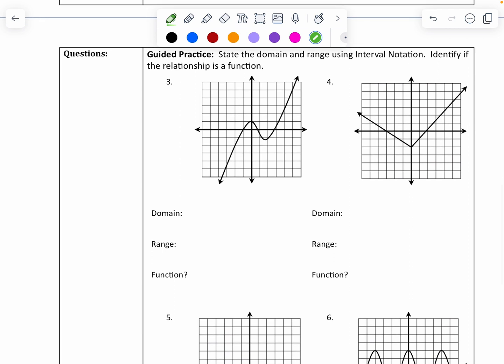Number 3, this is a function. It passes the vertical line test. My domain, I'm going left forever and right forever. So negative infinity, positive infinity. And because I'm going down forever and up forever, negative and positive.